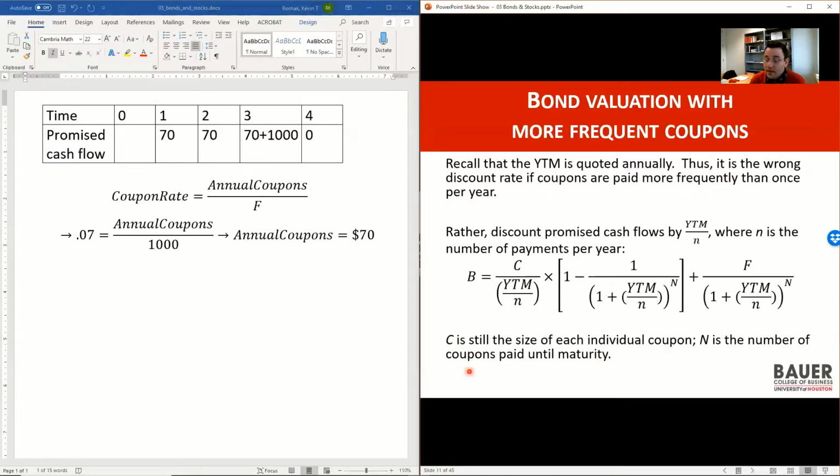And N is still going to be the number of coupons paid. So if you've got a 3-year bond that's paid twice a year, N is going to be 6 because you're getting 6 coupons. C would be the size of each one of those 6 coupons. And then the discount rate here would be the annual yield to maturity divided by 2.